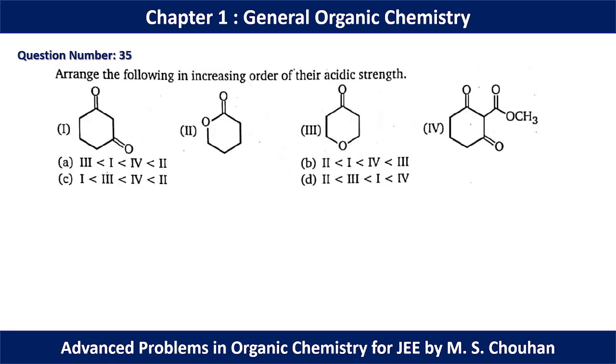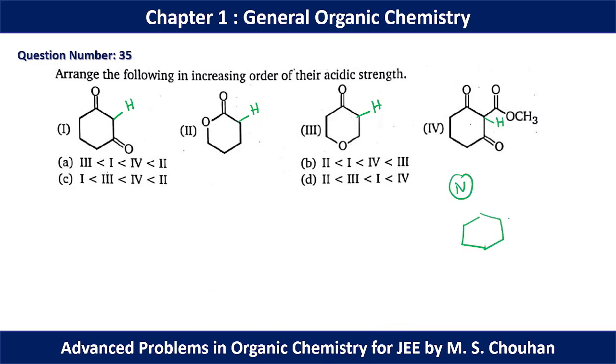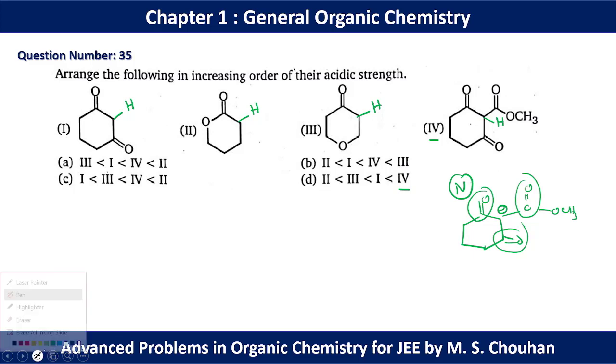For question number 35, arrange the following in increasing order of their acidic strength. In this position we have acidic hydrogen, in this position we have acidic hydrogen, in this position we have acidic hydrogen, in this position we have acidic hydrogen. If we go for the fourth molecule, this negative charge is highly stabilized by 3 electron withdrawing groups by resonance. Here we can have resonance with this C double bond, this C double bond, this C double bond. So the conjugate base is most stabilized in the fourth molecule, and it will show the highest acidic strength.